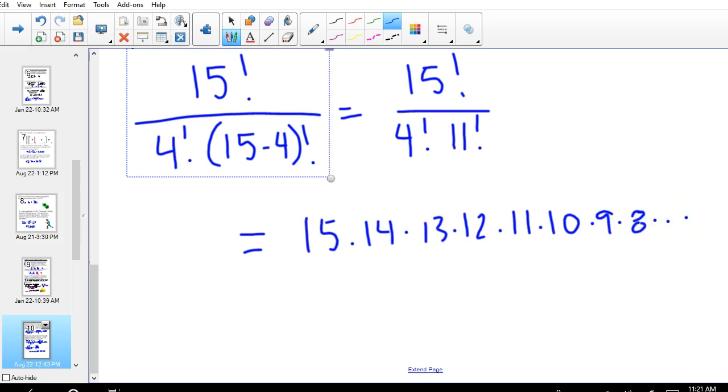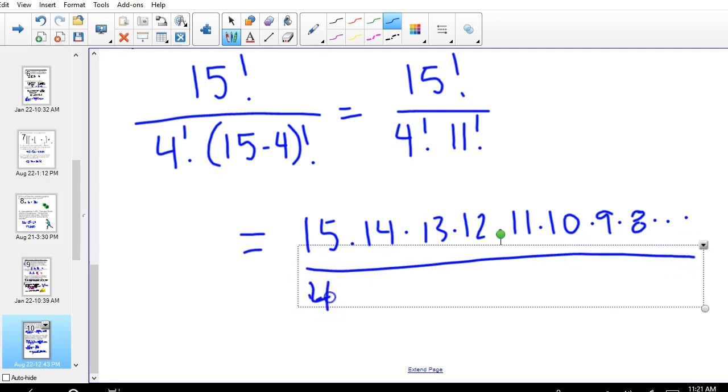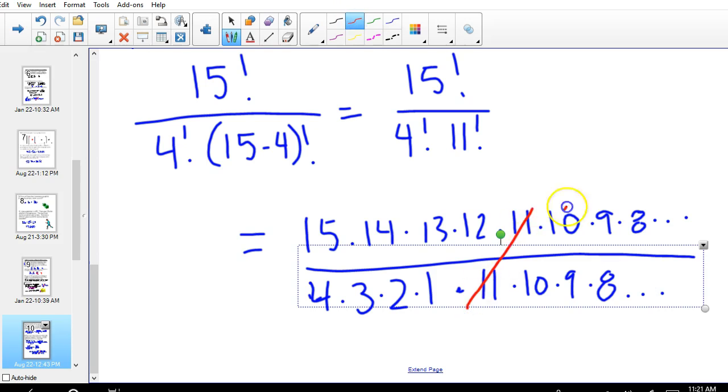You guys know the idea right here, right? That'd be over 4 times 3 times 2 times 1 times 11 times 10 times 9 times 8, dot, dot, dot. That goes on. So what happens here with the formula is the 11, the 10, the 9, the 8, and so on, they all cancel out, leaving us with 15 times 14 times 13 times 12, which is what I had when I was trying to just do it logically, over 4 times 3 times 2 times 1. So that's how the formula works. Sometimes if you have really large numbers, it might be easier to use the formula than the logic. But okay, questions?